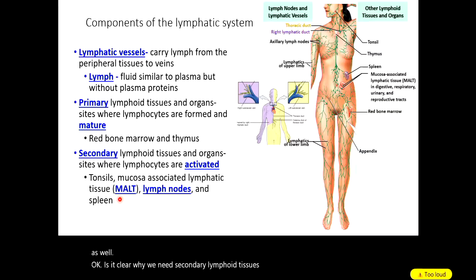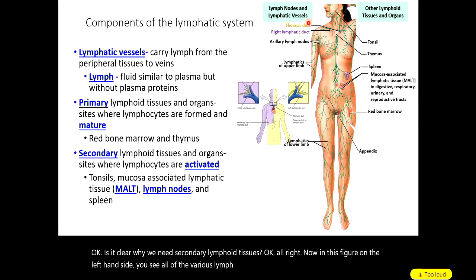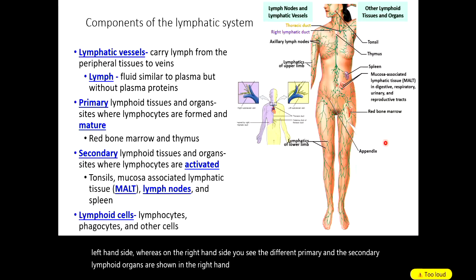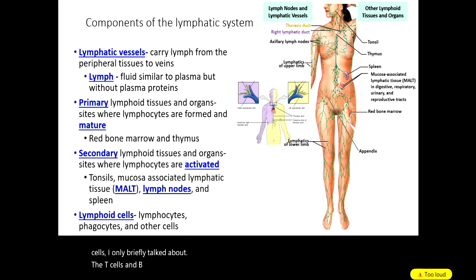Okay, all right. Now in this figure, on the left hand side you see all of the various lymph nodes and lymphatic vessels, whereas on the right hand side you see the different primary and secondary lymphoid organs. Now when we mention the word lymphoid cells, I only briefly talked about the T cells and B cells, but there are also these phagocytic cells and other cells which I haven't mentioned. We're just looking at a few of these cells in the lymphatic system. So this is an important slide where I want you to know the difference between primary and secondary lymphoid tissues.